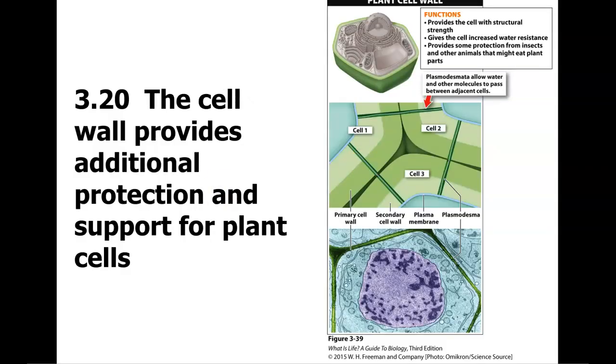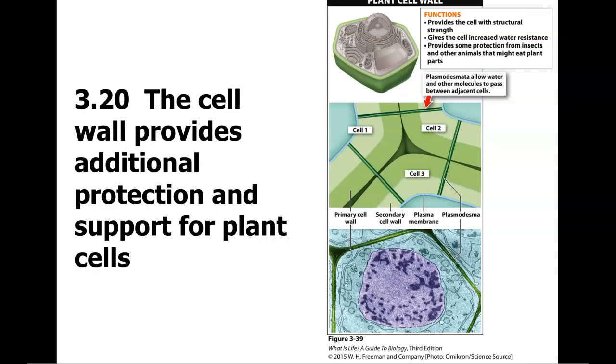The cell wall is going to provide additional protection and support for plant cells. So the cell wall is going to be found outside of the cell membrane. So if you look at the picture, the cell membrane will be a lighter color, and then the cell wall is going to be outside of it or surrounding it. And so it's going to give strength and structural support. It increases water resistance and provides some protection from insects and other animals that might try to eat that plant.